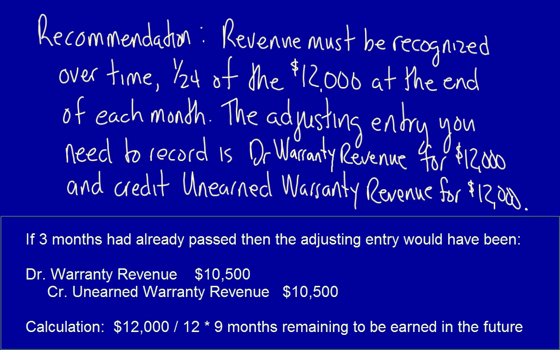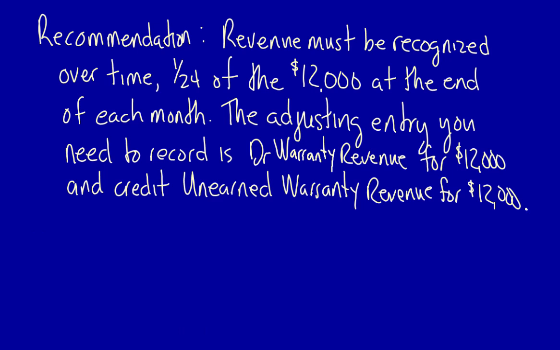Then I would do a debit to warranty revenue of $10,500 and a credit to unearned warranty revenue for $10,500, whatever is appropriate given the case facts. Finally, indicate the impact of your recommendation on what is important to the client. For instance, if the client wants to obtain a bank loan in order to expand their business, they likely want net income to be as high as possible.